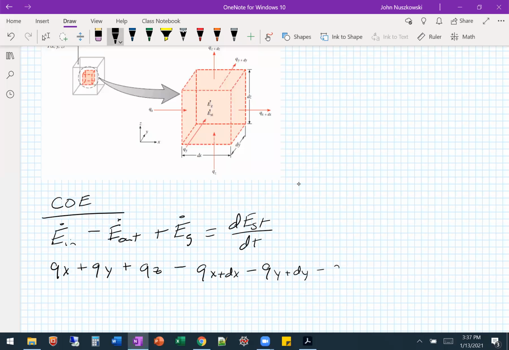Let's make that a little neater. Now on our cube, we see energy generated, but we can simplify this a little bit by making it energy generated per unit volume. This q dot means we have to multiply times volume to get the units right. The volume in this case is dx dy dz, because that's the size of our cube.